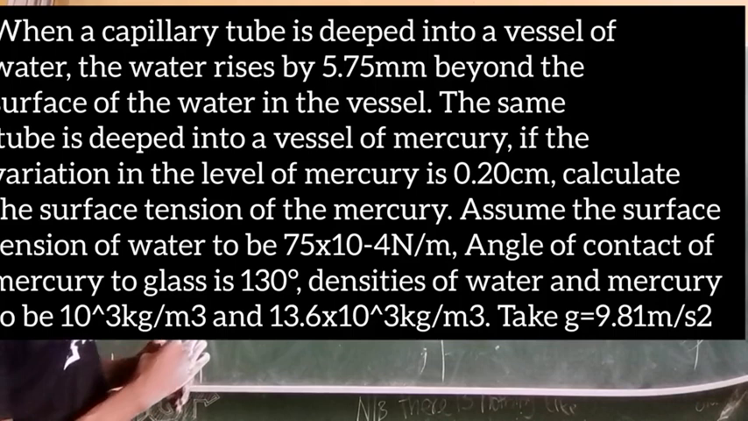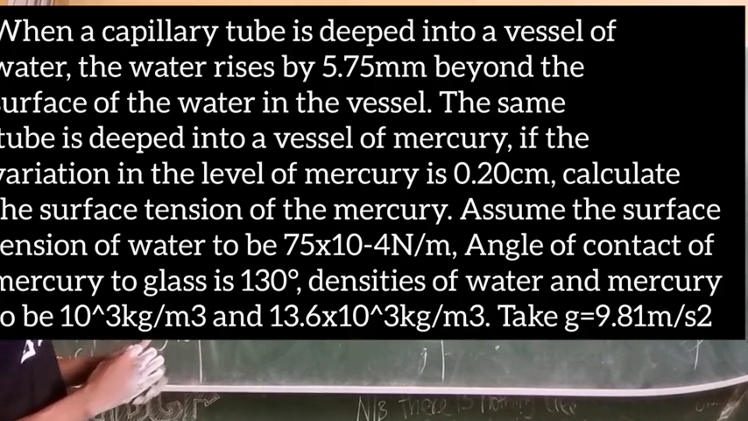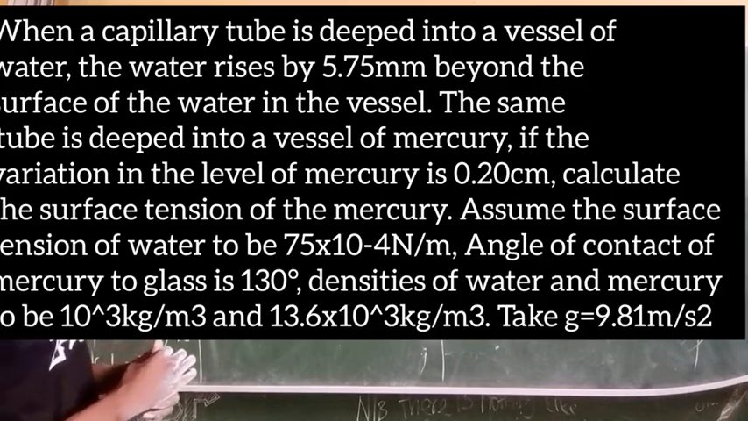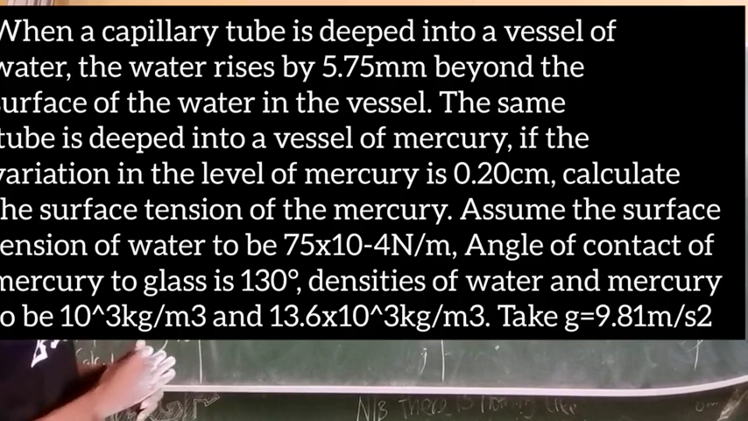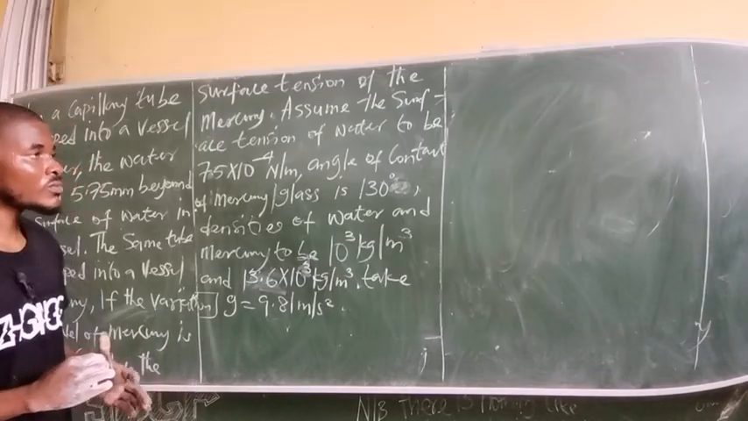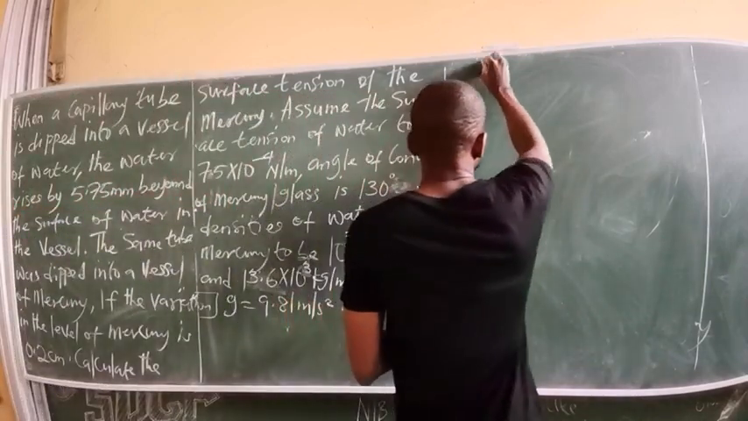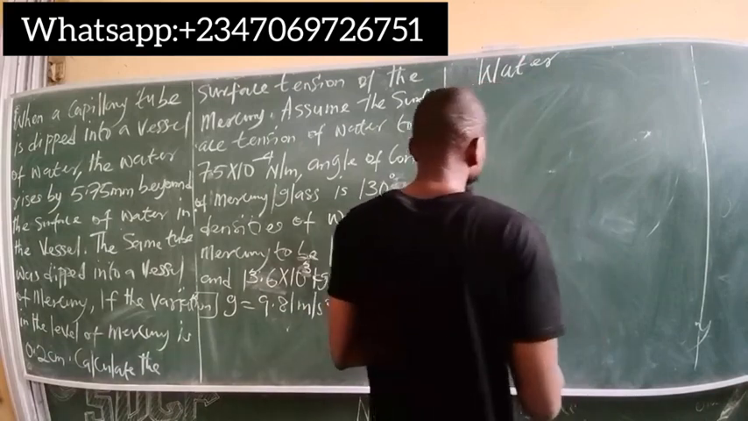Assume the surface tension of water to be 75 by 10 to the power of minus 4 newtons per meter. The angle of contact of mercury to glass interface is 130 degrees. The densities of water and mercury are 10 to the power of 3 kilograms per meter cube and 13.6 by 10 to the power of 3 kilograms per meter cube. They say take gravity to be 9.81 meter per second squared. So what we'll do now is simply bring out the parameters for water first.